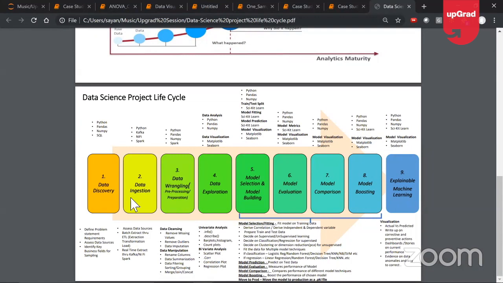So whatever you've done until this point is defining the problem statement, data discovery, data ingestion to get your data, data wrangling, pre-processing, how do you remove your missing values, how do you remove outliers, right? And EDA. This is basically all the stuff you probably would have completed until now as part of your program, right? Whatever you're going to be starting off will be from here onwards.